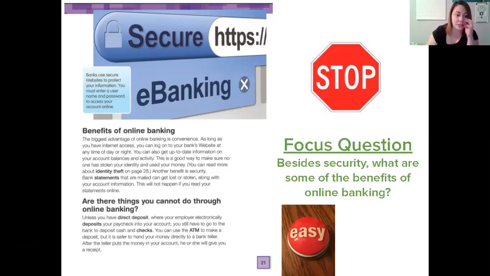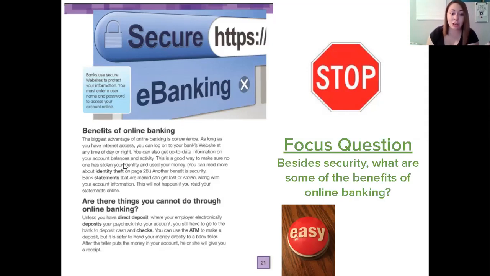Okay, so let's look at this. Obviously, it says right here in the text, another benefit is security. Okay, so we already knew that, and our question said besides security. So what are other things? Well, if I'm looking at this first sentence, the biggest advantage of online banking is convenience. Okay, so that would be a benefit. Okay, it's convenient, it's easy. Okay, it says I can log in and check my account any time of the day or night. Okay, so that would be a benefit.